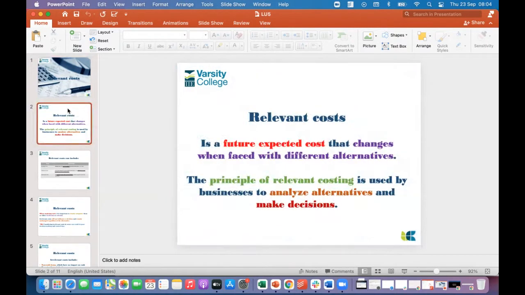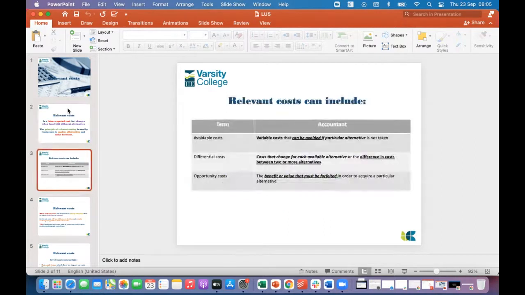So relevant costing is all about future expected cost that changes when faced with different alternatives, okay? The principle of relevant costing is used by businesses to analyze alternatives and make decisions. That's what we are doing here. We're basically just analyzing cost so that we can make the necessary decisions. All right, should we invest in this? Should we not? Etc, etc.